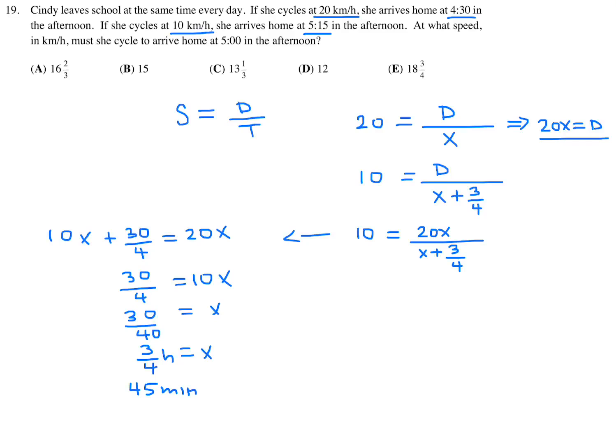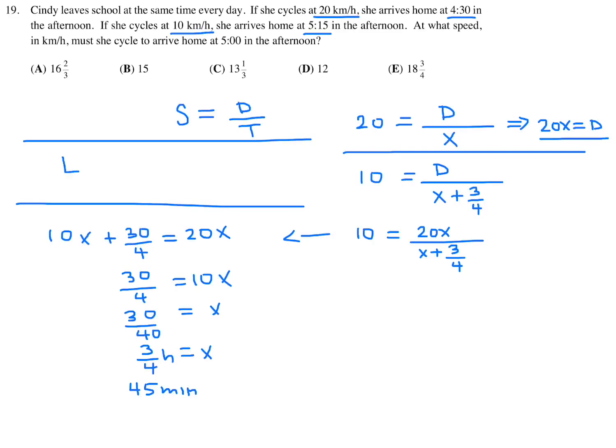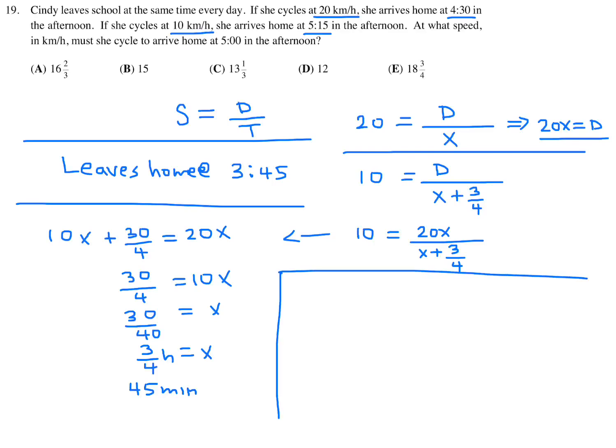All right, so what does that mean? She arrives home in the first scenario at 4:30. If x is 45 minutes, that means she left home at 3:45. Okay, in the first scenario. And I'm assuming that is when the school lets out. So school ends at 3:45. She hops on her cycle and goes home. All right. Now we are at the final part of the question.